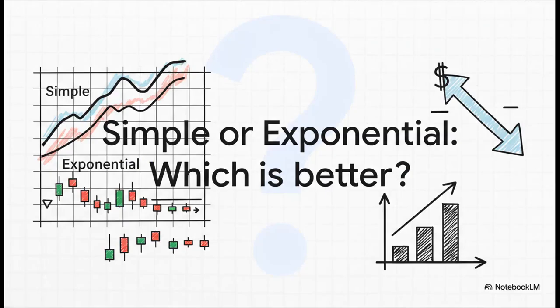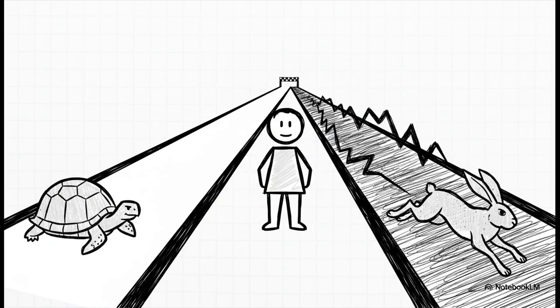You pull up your chart, you go to add a moving average, and boom, you're hit with that choice. Simple or exponential? It seems like a small detail, but believe me, the one you pick can really shape your entire trading strategy. The best way to think about this isn't about which one is better, it's really about their personalities. It's just like that classic story of the tortoise and the hare. They're both running the exact same race on your chart, but how they run it, totally different.